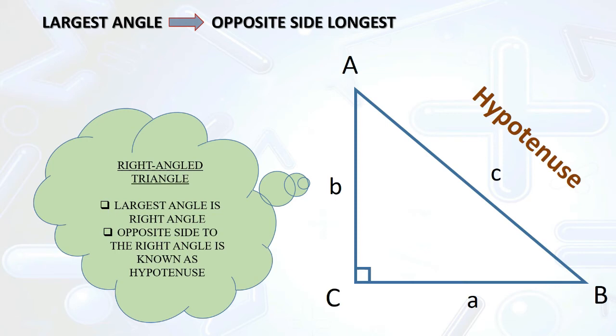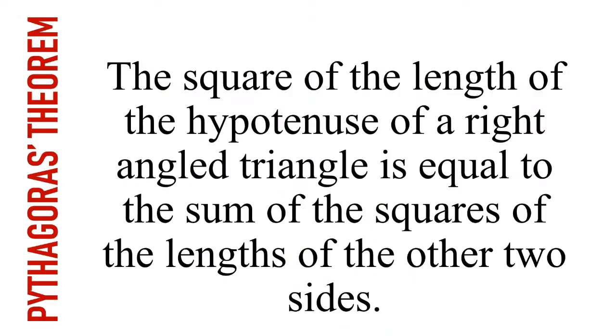The side opposite to the right angle in a right angle triangle is known as the hypotenuse. In all right angle triangles, there is a relationship between the three sides of the triangle. The Pythagoras theorem represents this relationship. So what is the Pythagoras theorem?